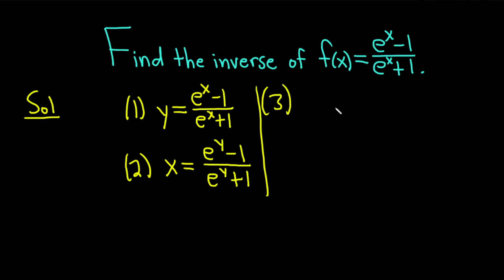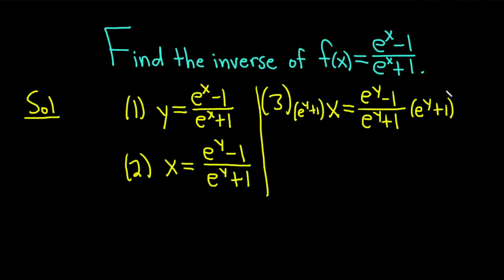I'm going to go ahead and write this again. We have x equals e to the y minus 1 over e to the y plus 1. We're looking for y, and it's in the exponent, and it's in the numerator and denominator. So a good start maybe is to clear the fractions. So I'm going to multiply both sides by e to the y plus 1. So I'll put 1 here, and we'll put 1 here as well. These cancel.